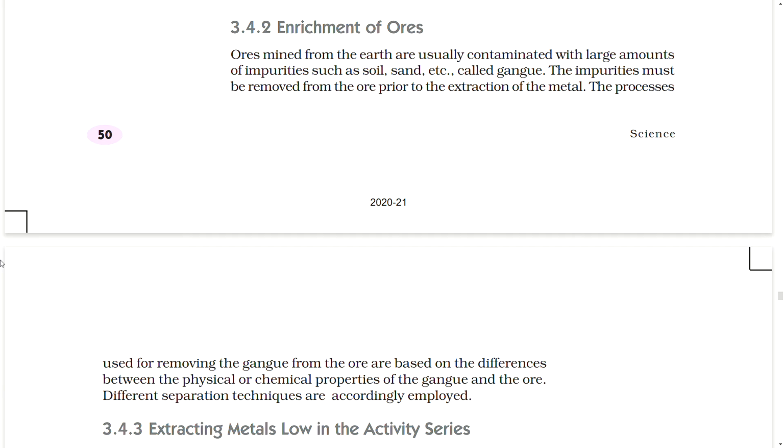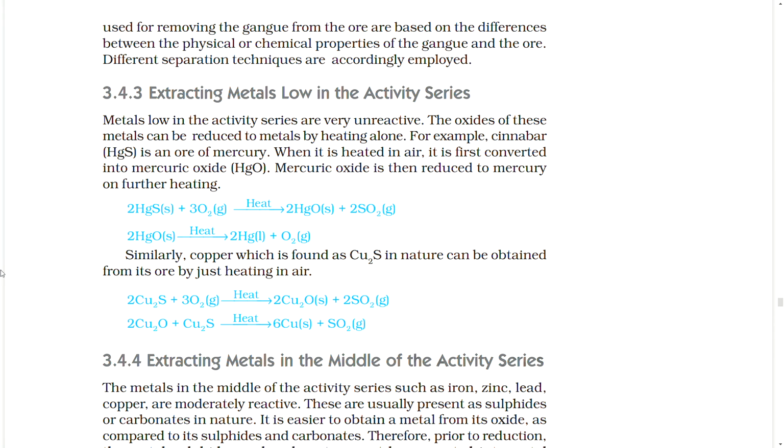Enrichment of ores. Ores mined from the earth are usually contaminated with large amounts of impurities such as soil, sand, etc., called gangue. The impurities must be removed from the ore prior to the extraction of the metal. The processes used for removing the gangue from the ore are based on the differences between the physical or chemical properties of the gangue and the ore. Different separation techniques are accordingly employed.